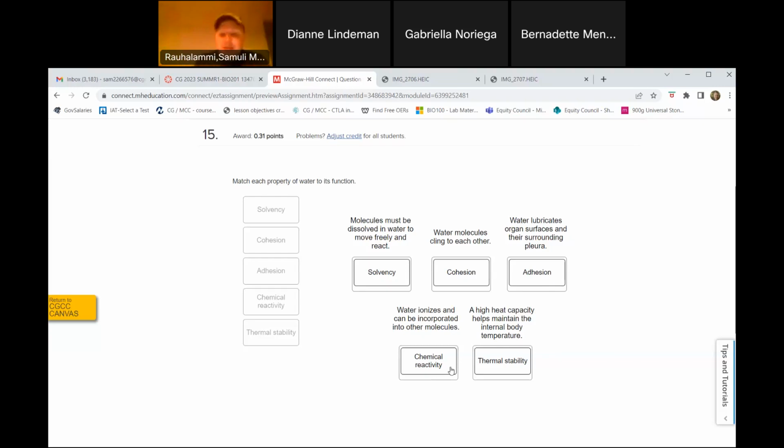When we talk about chemical reactivity, we're talking about that concept that water ionizes and can be incorporated into other molecules. We're talking about the fact that water, again, is able to be behind many different chemical reactions, breaking apart molecules, but also putting molecules together. And finally, the high heat capacity helping to maintain internal body temperature is a good example of thermal stability that's achieved with the water.